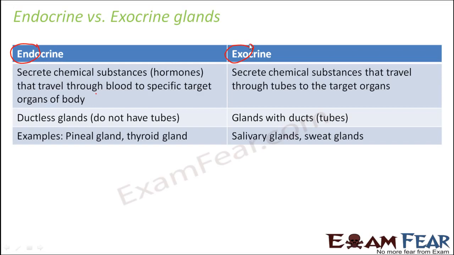That is why exocrine. So endocrine will secrete chemicals that will travel throughout the blood to specific target organs of the body. Whereas exocrine will secrete chemicals that travel through tubes to the target organs. Endocrine ductless, whereas exocrine ducts. Examples of endocrine would be pineal, thyroid, whereas examples of exocrine would be salivary and sweat glands.